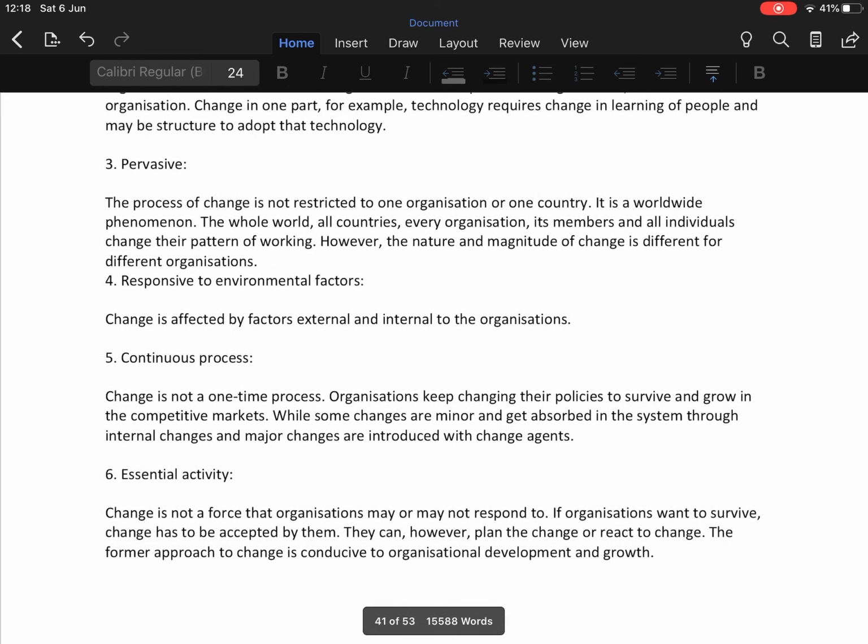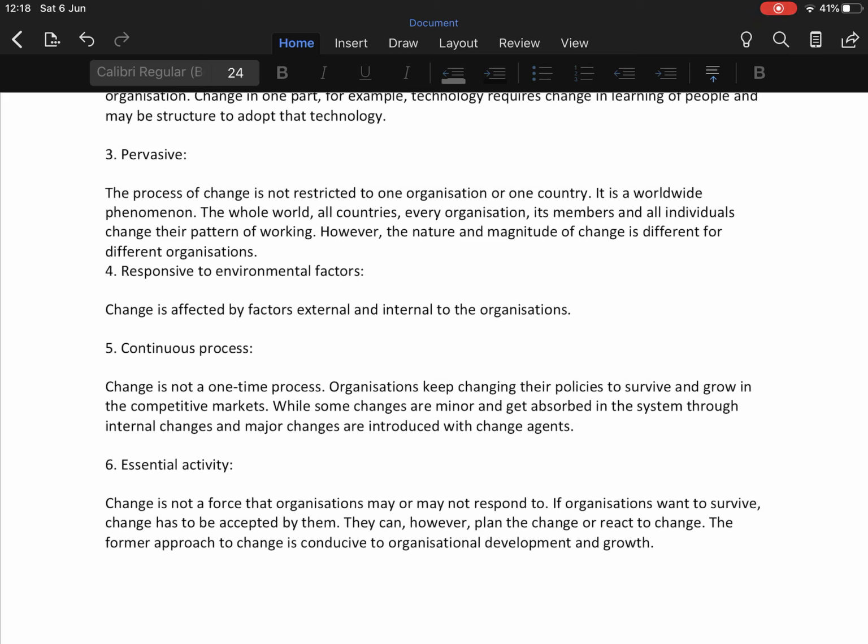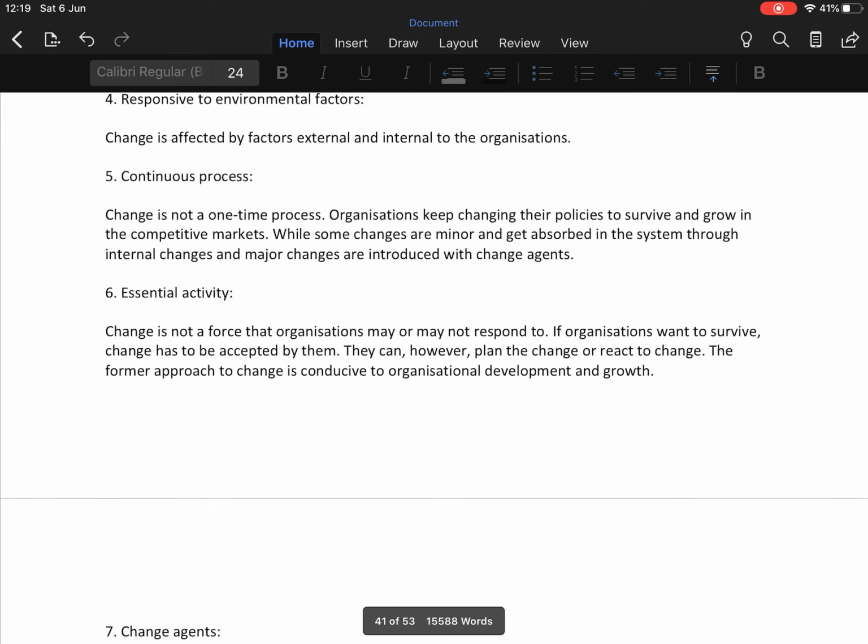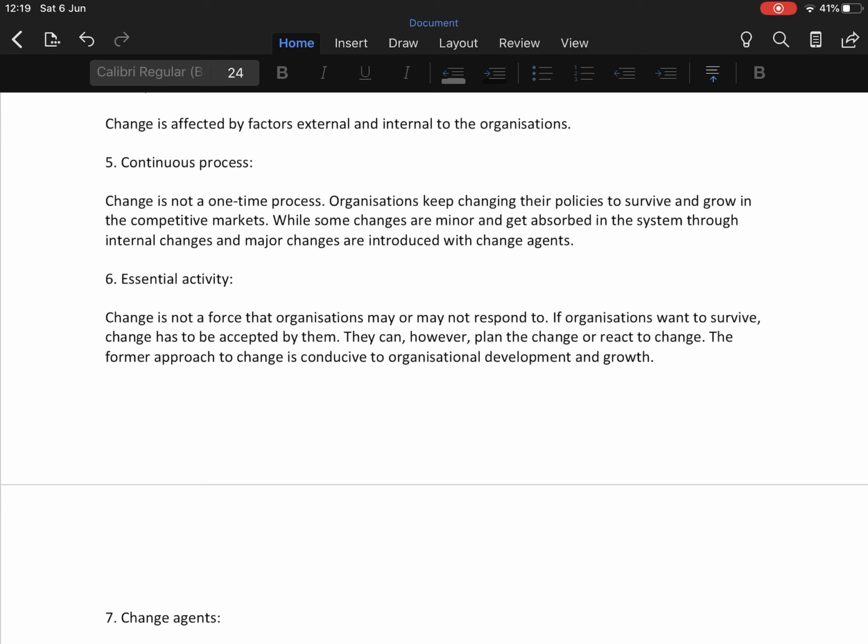Then comes continuous process. Change is not a one-time process. Organizations keep changing their policies to survive and grow in the competitive market. While some changes are minor and get absorbed in the system through internal changes, major changes are introduced with change agents. Then the next feature is essential activity. Change is not a force that an organization may or may not respond to. If an organization wants to survive, change has to be accepted by them. They can, however, plan the change or react to change. The former approach to change is conducive to organizational development and growth.